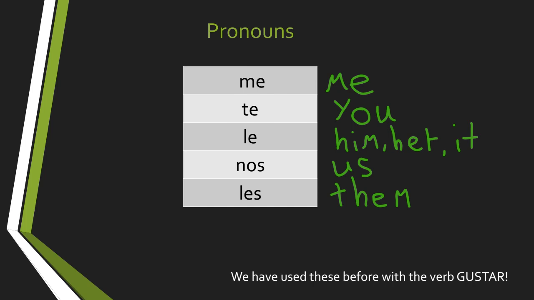Now, you have seen these pronouns, me, te, le, nos, and les before. We use these pronouns for our verb gustar, which makes sense because if you say the tacos are pleasing to me, me gustan los tacos, then you really are saying that you are the indirect object, right? The tacos are pleasing to whom? The tacos are pleasing to me. So I am the indirect object, which is why I say me gustan los tacos.